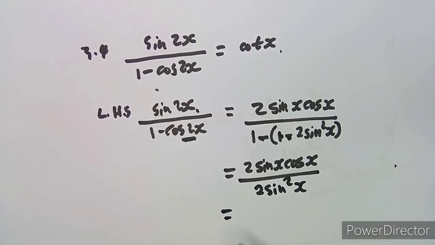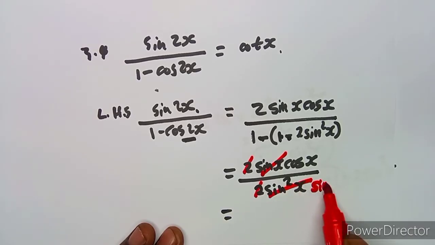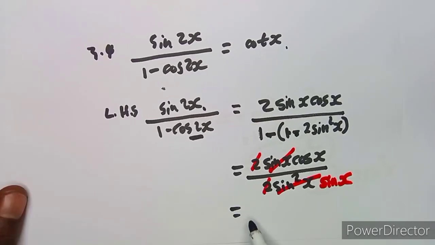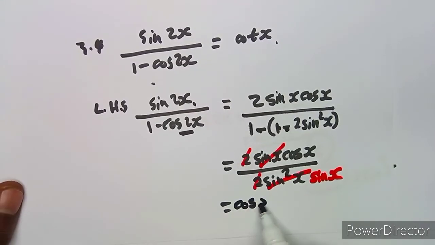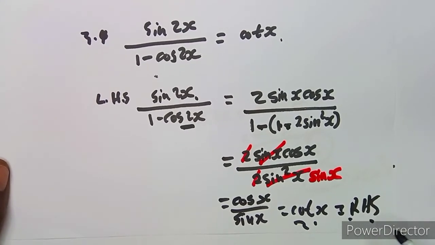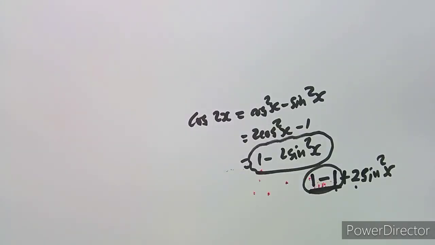All right, so as we can see, guys, we can cancel the 2 and 2. On top we have sine x, and on the bottom we have sine squared. If we cancel one sine x, we are left with sine x on the bottom, and 1 cancels to 1. So it's going to be cos x over sine x, which is actually cot x. That is the same thing as what we have on the right hand side. So as you can see, guys, that's how you simply prove this. We have managed to prove that both sides are equal.